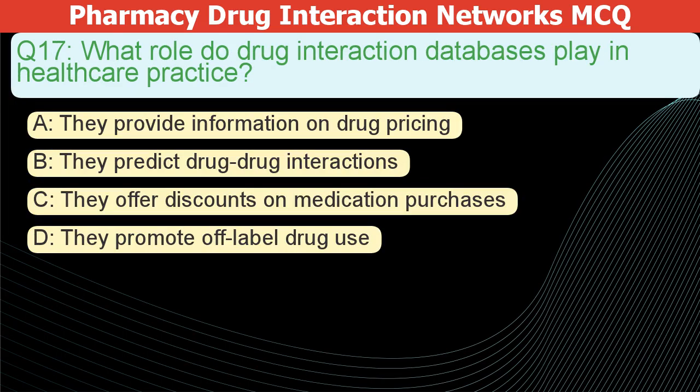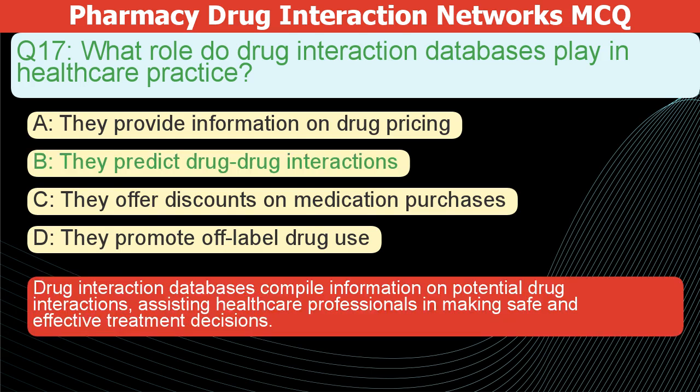What role do drug interaction databases play in healthcare practice? A. They provide information on drug pricing. B. They predict drug-drug interactions. C. They offer discounts on medication purchases. D. They promote off-label drug use. The correct answer is B. Drug interaction databases compile information on potential drug interactions, assisting healthcare professionals in making safe and effective treatment decisions.